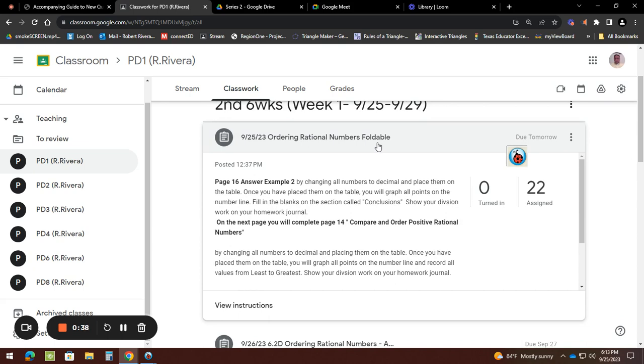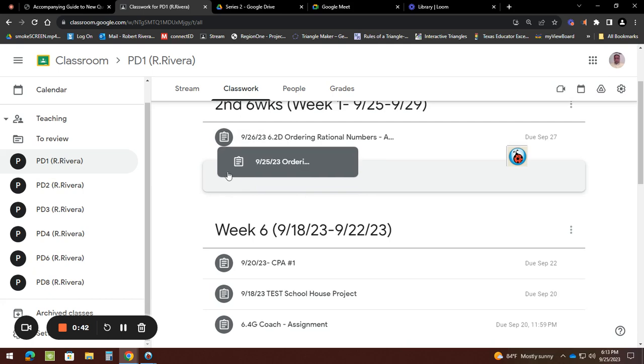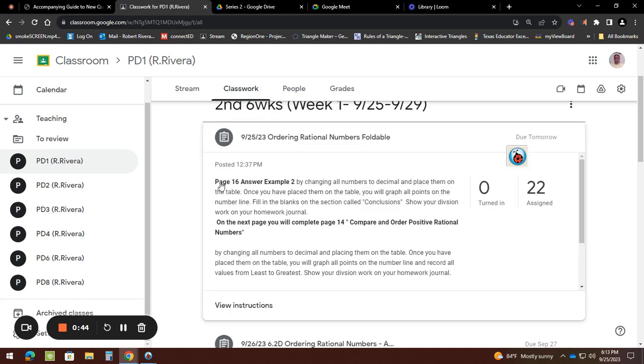Okay, now read what I expect. Don't just check what I expect. So page 16, you're gonna answer example 2, changing all the numbers to decimal form and place them on the table, which I call my money table. Once you have placed them on the table, you will graph all points on the number line, fill in the blanks in the section called conclusions, and show your work of your division going from fraction to decimal on your homework journal.